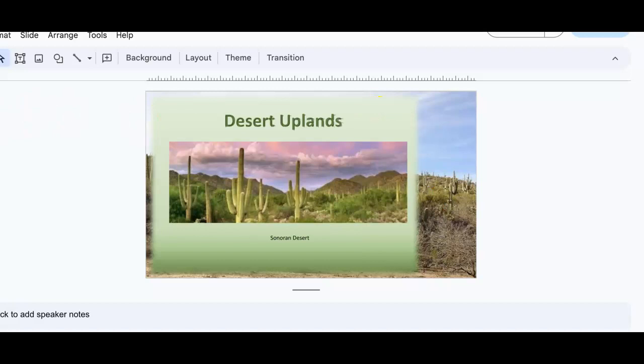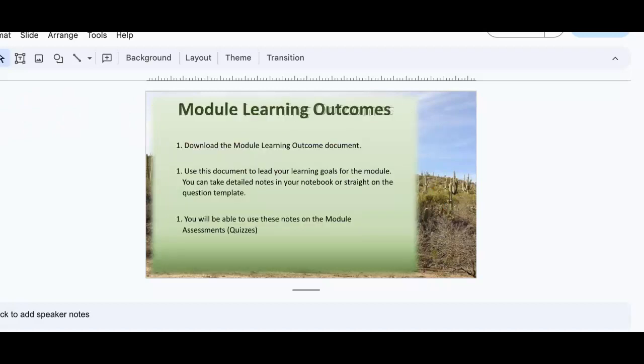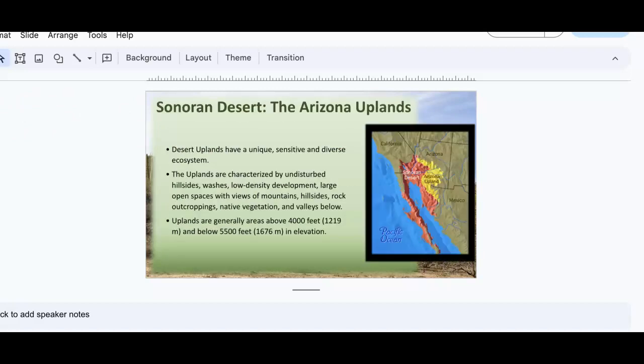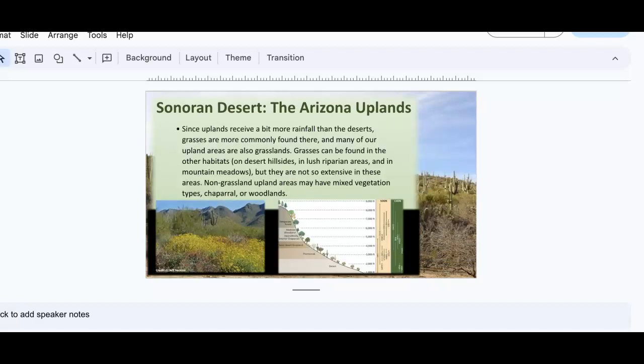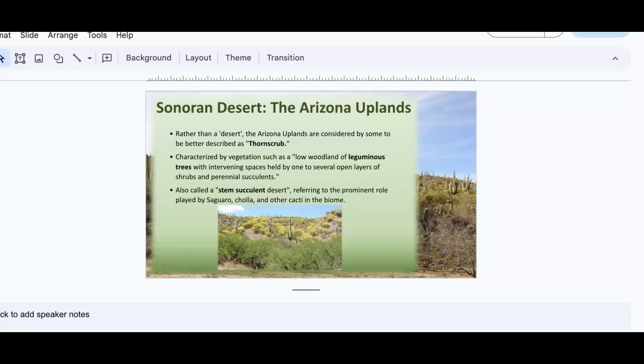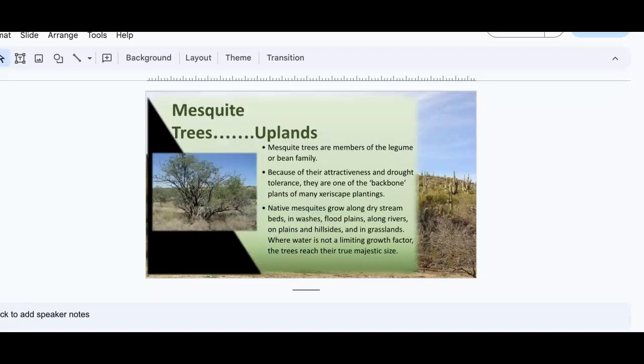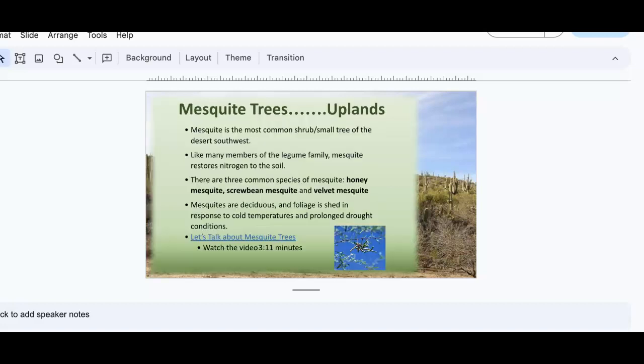So remember to go through all the slides and learn about the Arizona desert uplands, the geography, the topography, the features. You're going to learn about a lot of the flora and the fauna, including a very important tree, the mesquite tree. You're going to learn about 3 different types of mesquite trees and how to distinguish them and how every part of them can be used. So don't forget to watch the video here that's linked. You're going to learn a lot more about the mesquite tree.